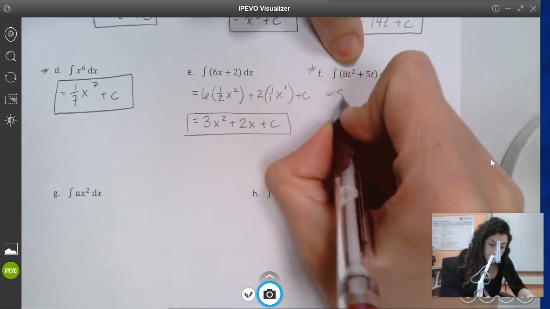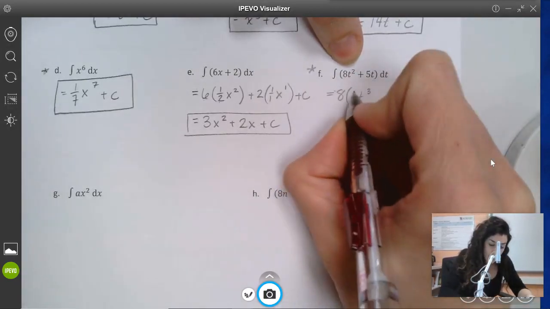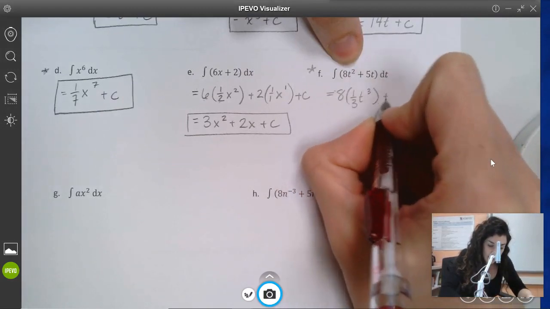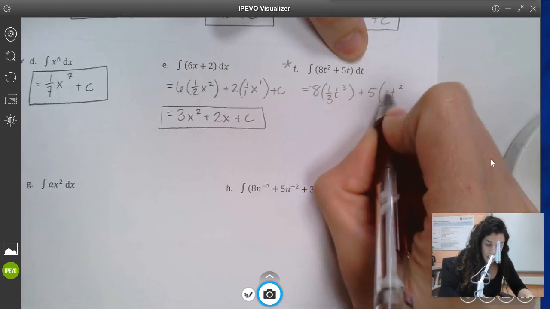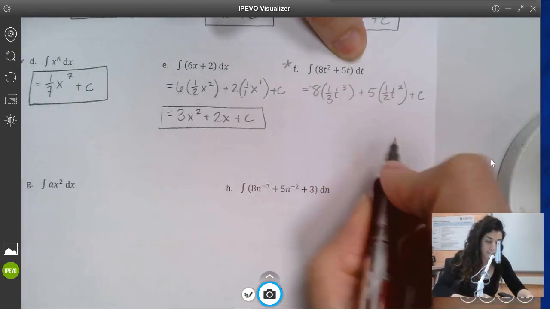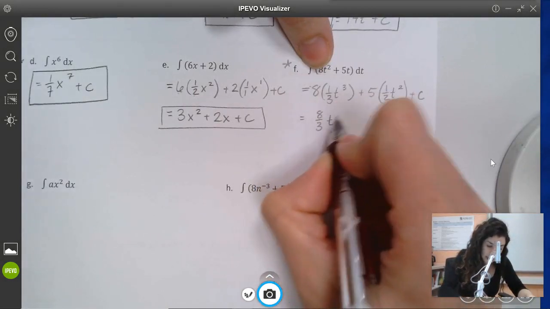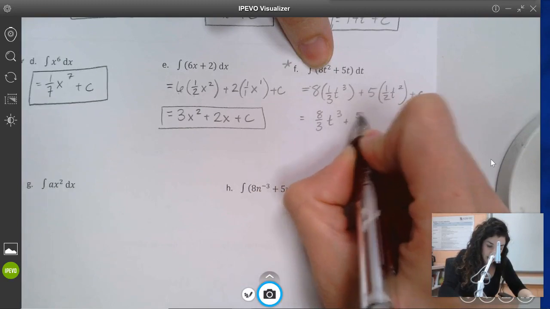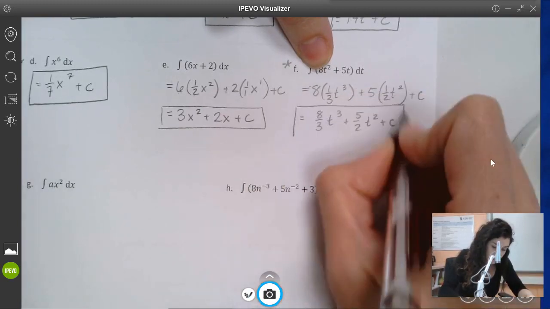Eight is going to be in the front. T is going to now be raised to the third power, and it's going to be 1 divided by 3, plus 5 in the front. T now becomes squared, and it's 1 over 2, and then plus c. 8 thirds t cubed plus 5 over 2 t squared plus c.